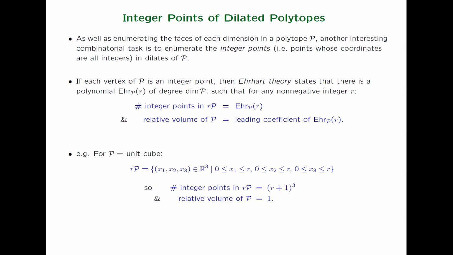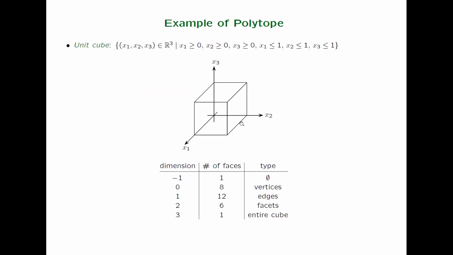The unit cube that we just looked at, if we dilate it by a non-negative integer factor of R, then we get points whose coordinates are from 0 to R. If we now restrict to integer points, then we're looking for a triplet of integers, each between 0 and R. It's clear that there are (R+1)^3 of those. So we explicitly see here that the Ehrhart polynomial is (R+1)^3. The leading coefficient is the coefficient of R^3, which is just 1, and that gives us the relative volume, as you would have seen in the previous slide, that the volume is just 1.